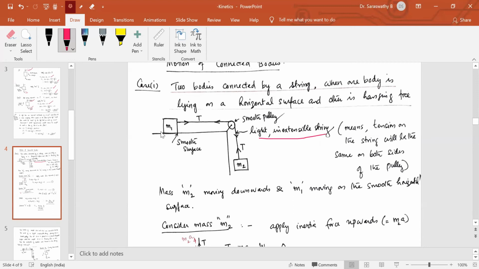So this is mass m1 lying on a horizontal smooth surface. Another mass m2 is hanging free. Both are connected by means of a light inextensible string which is passing over a smooth pulley. So it's a pulley, a rope is connected through this pulley, and one end is attached to m1 and the other end is attached to m2.